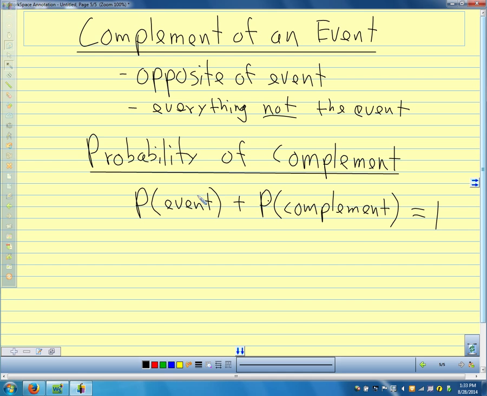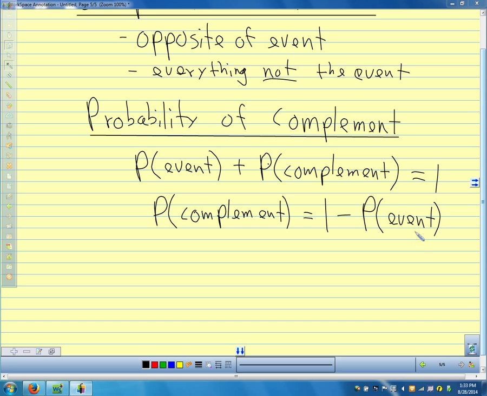So I can subtract whatever this number is from both sides, and I get the probability of the complement is 1 minus the probability of the event. So sometimes it's easier to find the probability of the complement, or we can use this formula to find the probability of the complement.